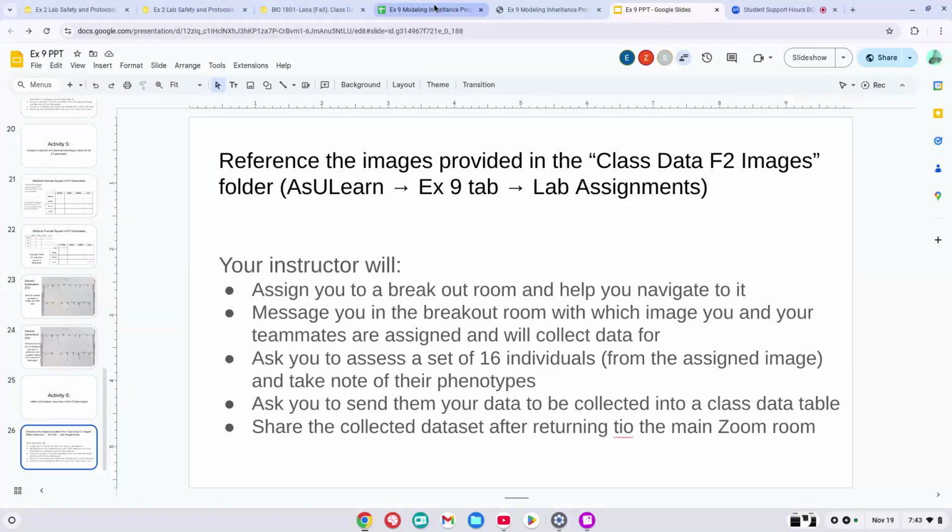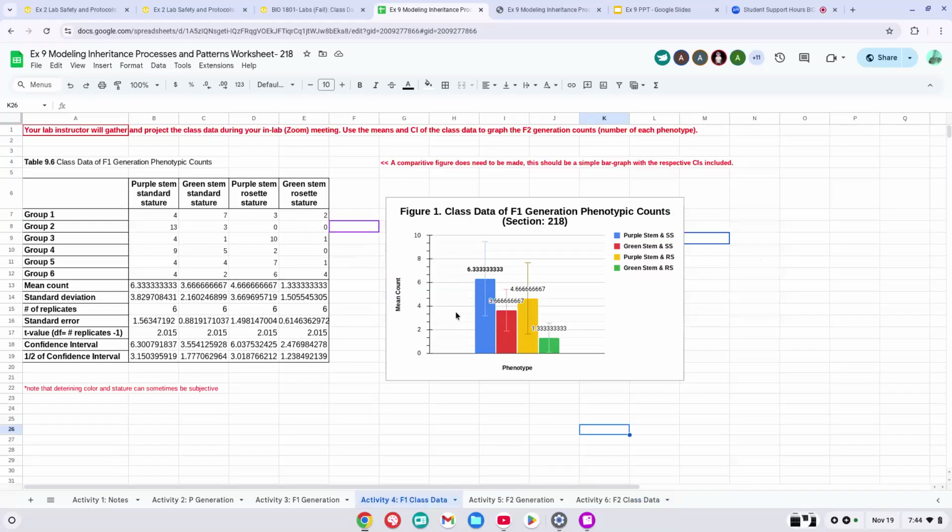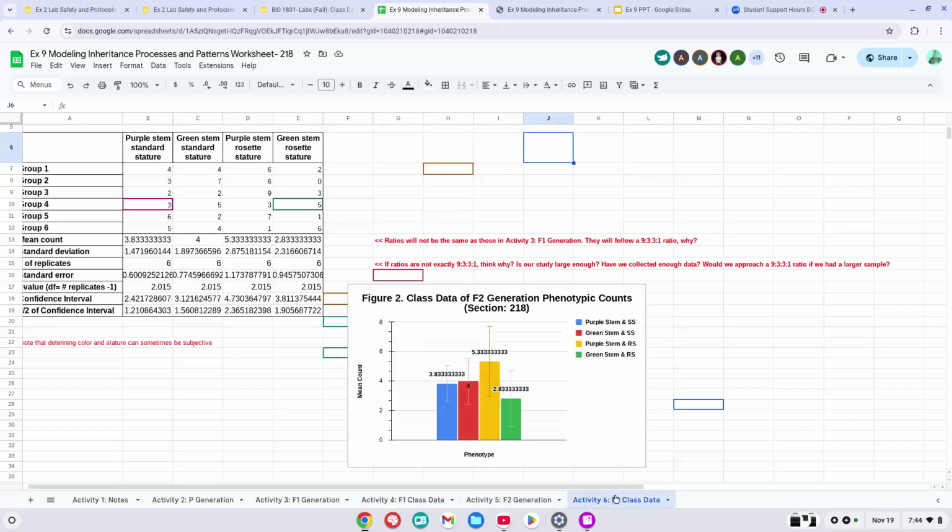We only have 6 groups, and we may need 12 or 13 or 14 or 15 to get to that 9 to 3 to 3 to 1 ratio, right? And so we would expect to see 9, 3, 3, 1. And then here, we would expect them all to be purple stemmed and standard stature, and then 0. But we do notice some differentiation just because we're looking at images and people see things a little bit differently. But that's what we would expect to see. Okay?